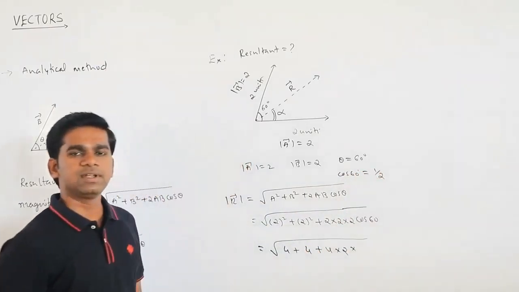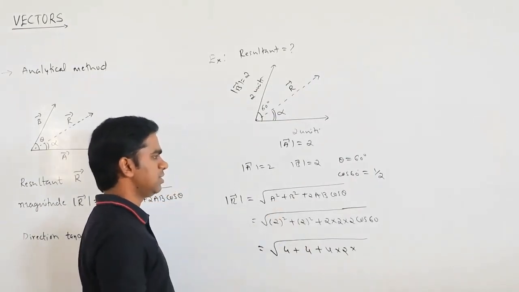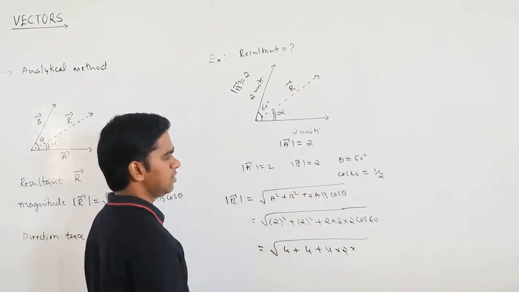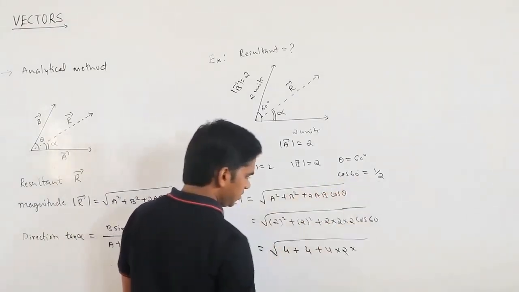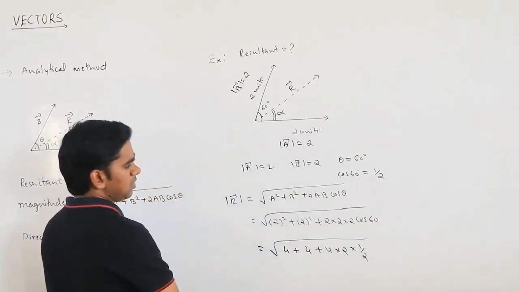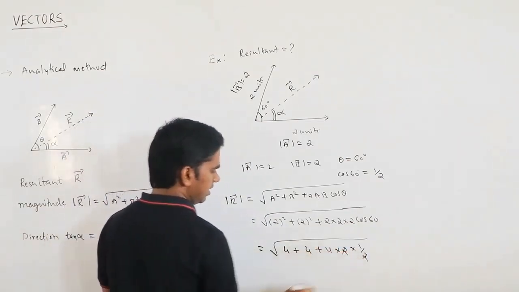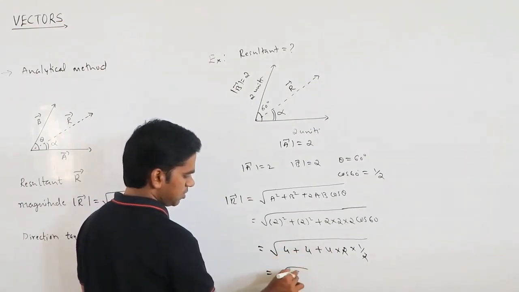You can go to your bridge course classes. So you will get cos 60, or in mathematics you must have learned cos 60 is what? 1 by 2. So write it as 1 by 2. So what will happen? This 2 will get cancelled. So this will become 4 plus 4 plus 4. So that is what? 12.